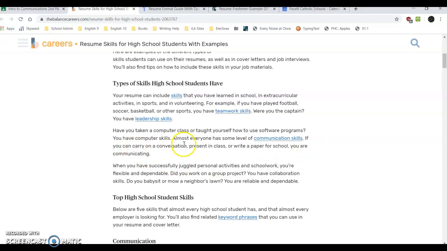So they say things like carry on a conversation, do presentations, writing research or essays, you are communicating. Also, research in and of itself is a skill. So if you feel like you are very skilled at locating information, interpreting it, analyzing it, you can definitely use that as well.